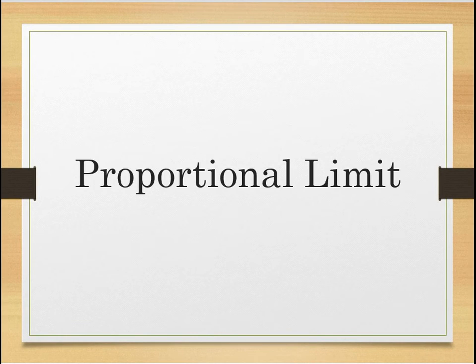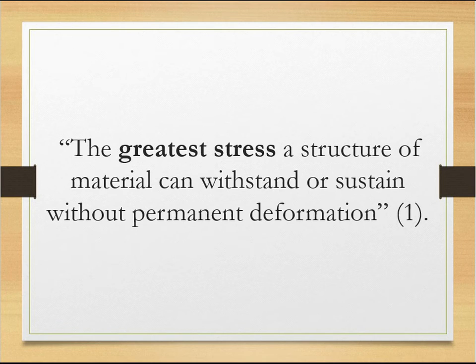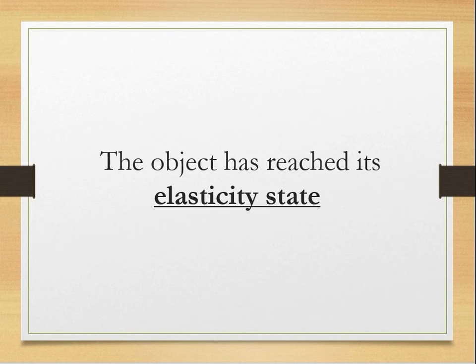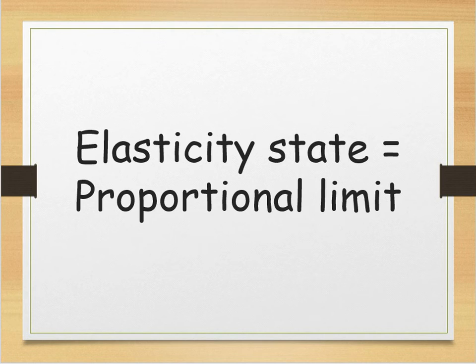The first mechanical property that will be discussed today is proportional limit. It is defined as the greatest stress a structure or material can withstand or sustain without permanent deformation. When enough force is applied to one object or structure, it may not be able to recover from this force and the structure may become partially or permanently deformed. The object has reached its elasticity state. Elasticity state equals proportional limit.